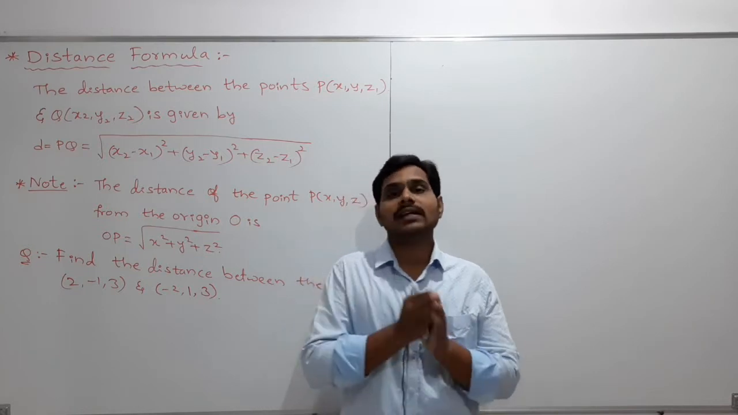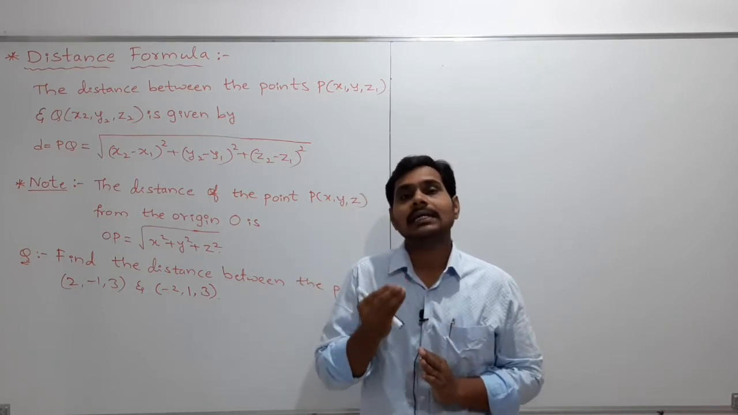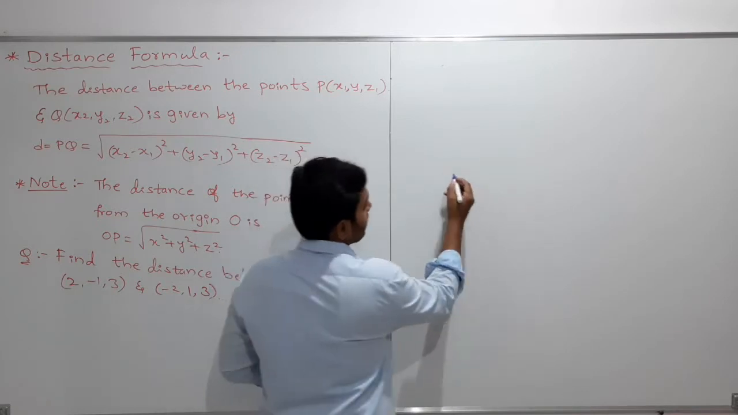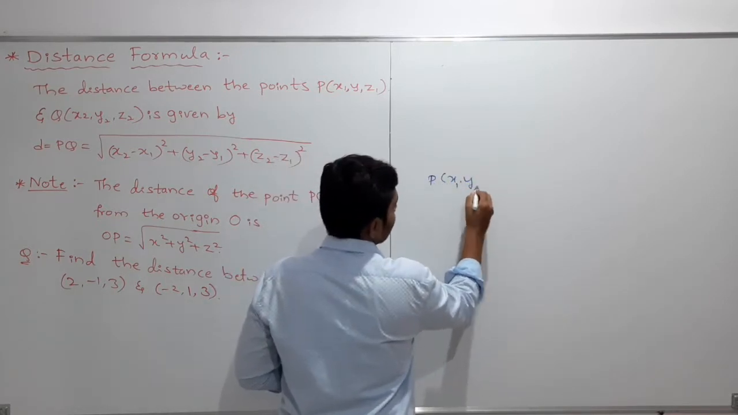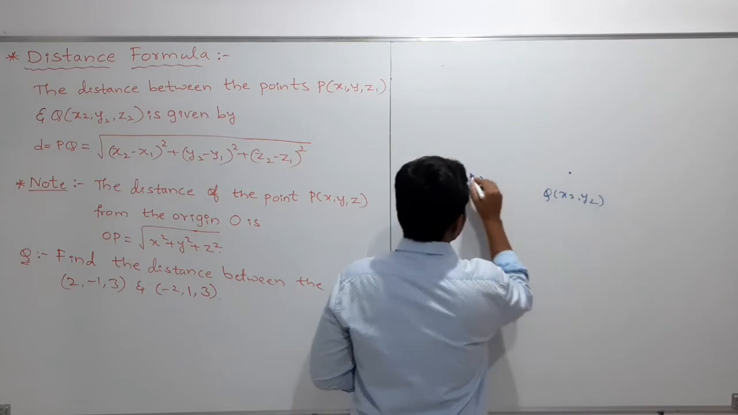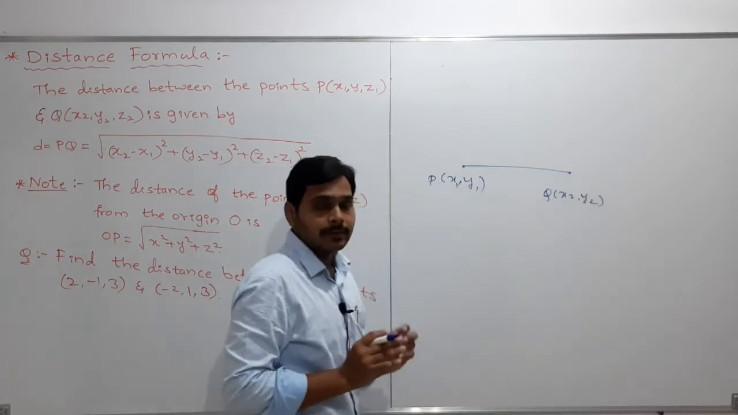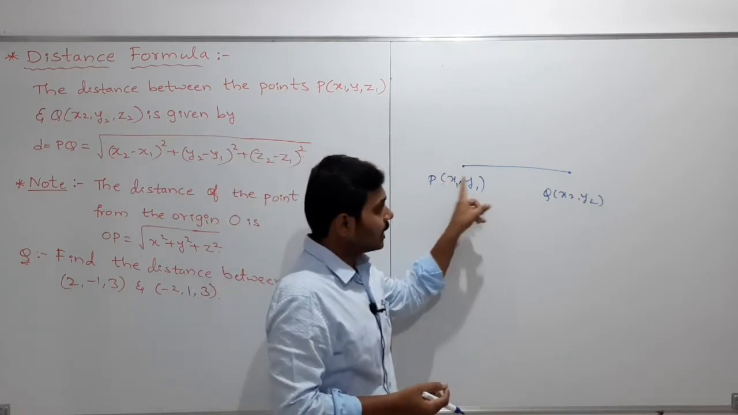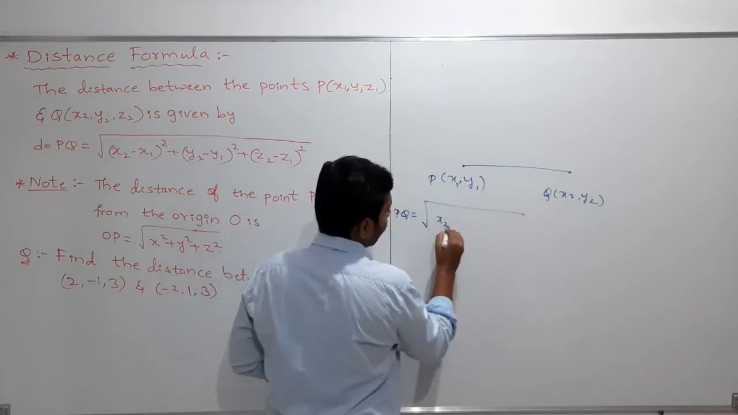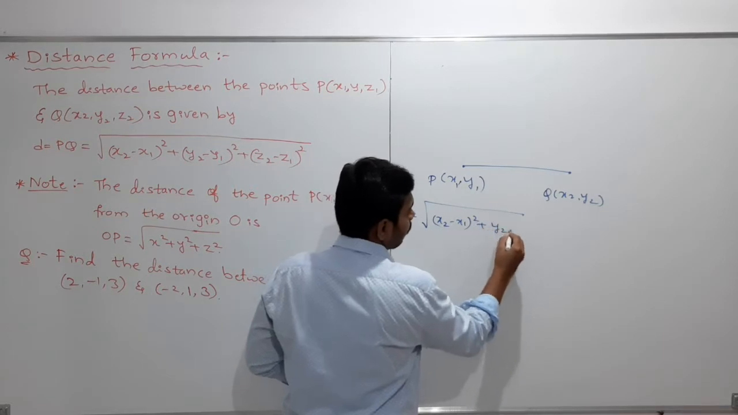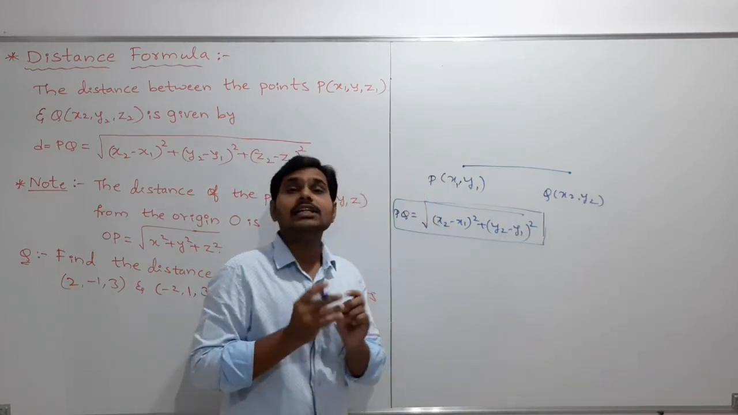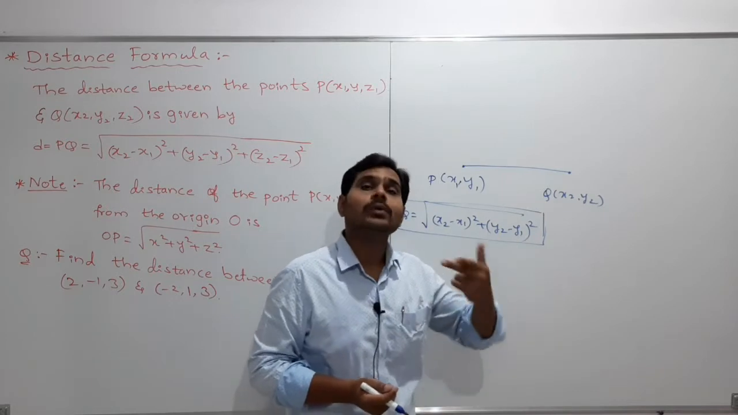My dear students, we already discussed in the earlier standard, in the 10th class, how to calculate the distance between 2 points. Say, for example, if I have 2 points, P (x1, y1) and another point Q (x2, y2), and I want to calculate the distance between P and Q, we have the formula: PQ is equal to the square root of (x2 minus x1) whole square plus (y2 minus y1) whole square. This is the formula we have to calculate the distance between 2 points in two-dimensional space.